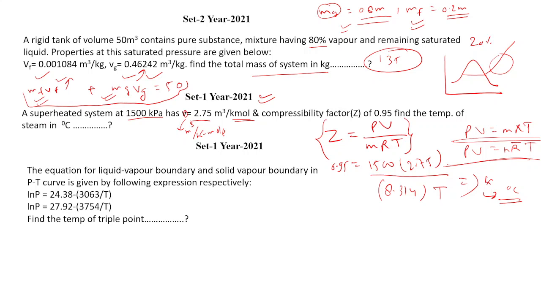Anyone has a problem? Let me know. Sir, specific gas constant for vapor is 0.462. Nothing like that, because it will vary from pressure to pressure, so it should be given. For this different pressure, this different pressure, this different pressure, for every one it is different. Here it would be different, here it would be different. So we cannot define one value.